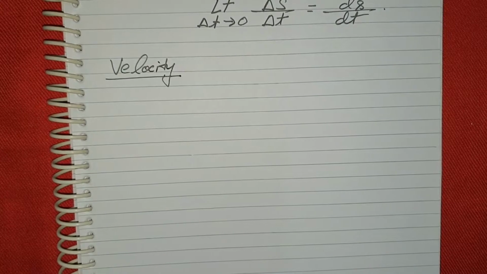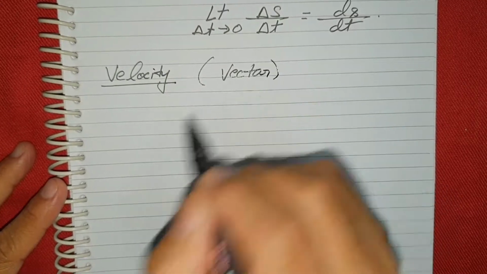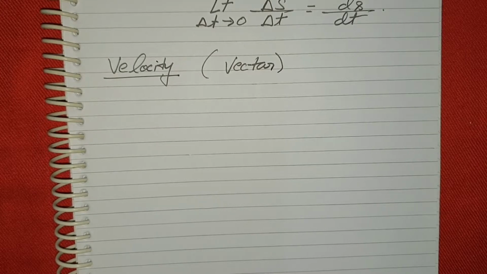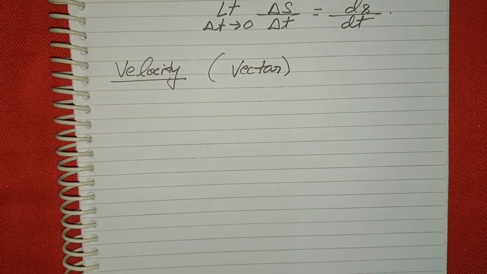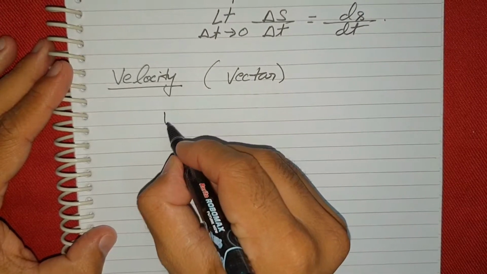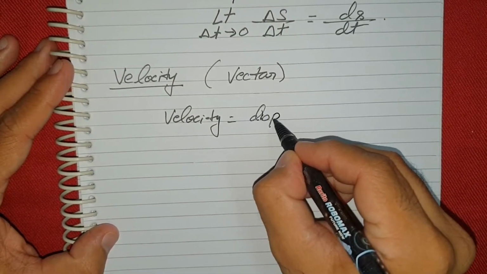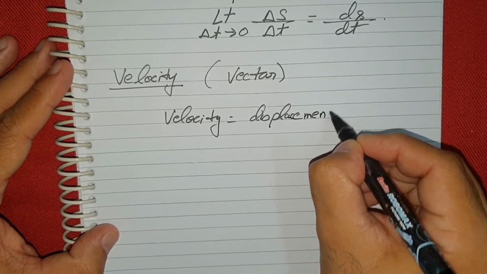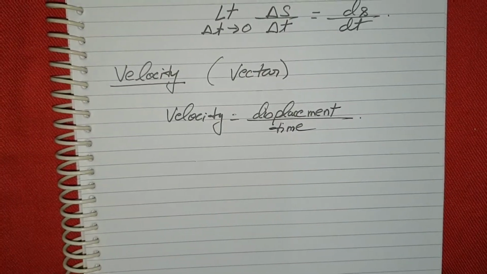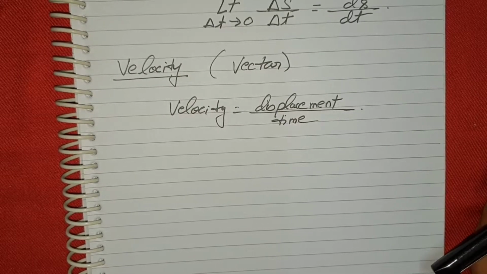Now, velocity of an object in motion. First of all, you should know this is a vector quantity. The velocity of an object in motion is defined as the ratio of displacement and the corresponding time interval taken by the object. Since speed was distance by time, velocity is displacement by time. So, velocity is displacement by time. Velocity is a vector quantity.